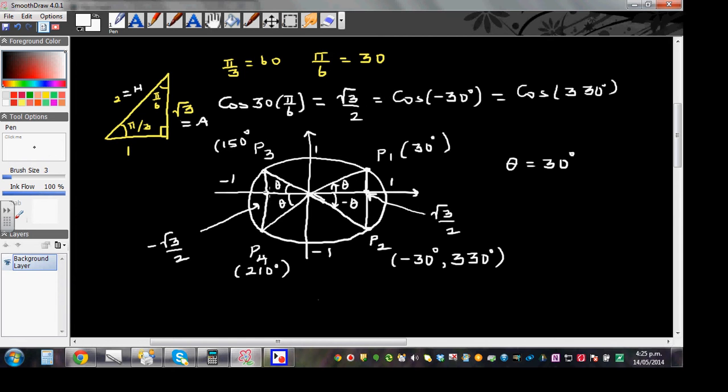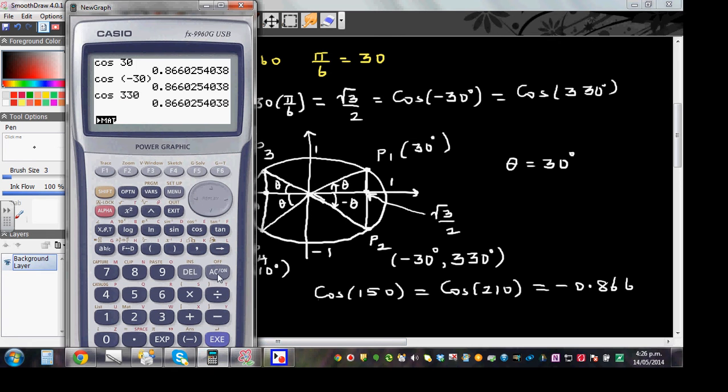So using symmetry and looking at this point and the angle it has moved, I can say cos of 150 should be equal to cos of 210. That should be minus 0.866. Okay, so let's do that. Cos 150 is minus 0.866, and cos 210 is equal to minus 0.866.